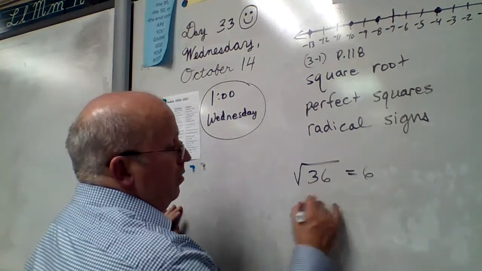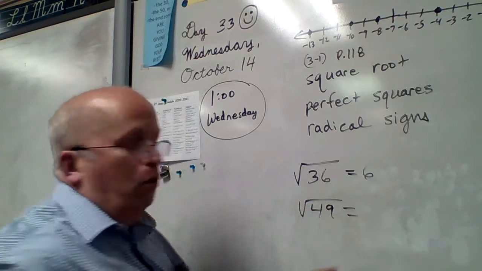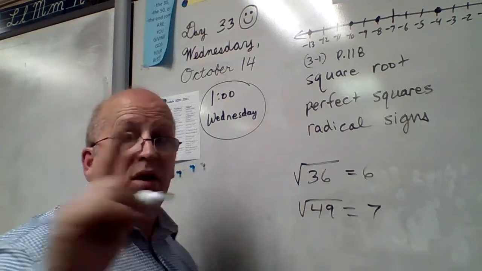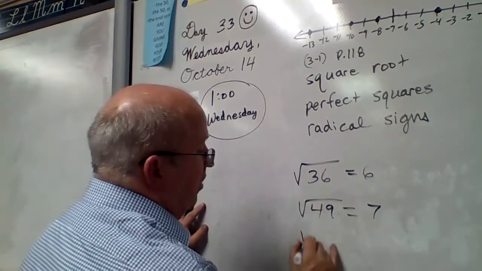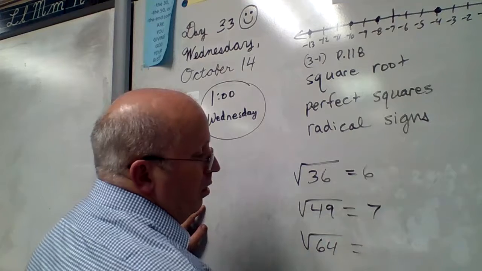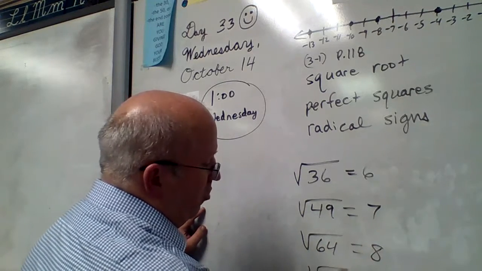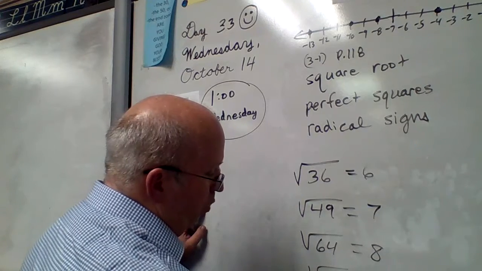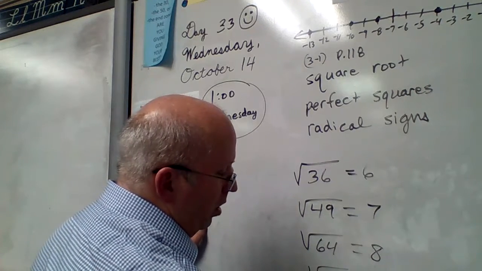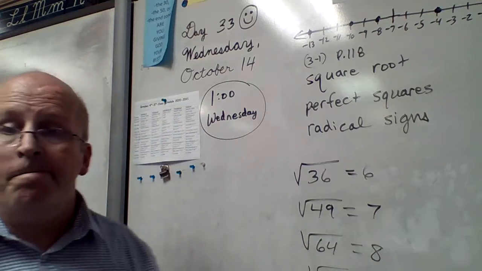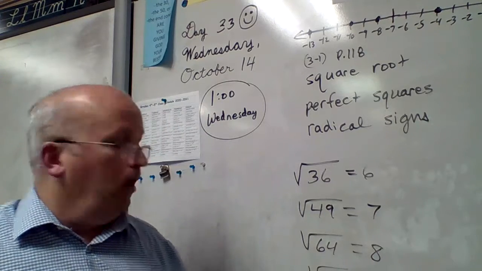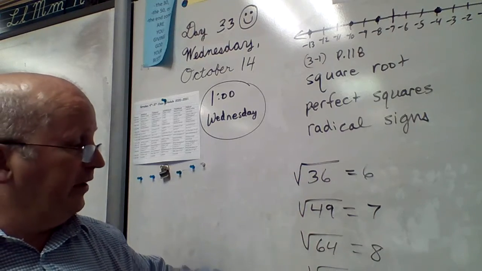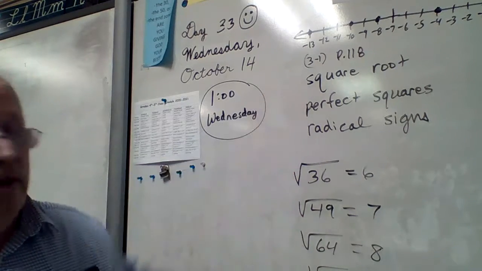What if I wrote the square root of 49? Hopefully you could say 7. 7 is the square root of 49 because 7 times 7 is 49. What if I said the square root of 64? That would be 8. What if I said the square root of 81? That would be 9. What if I said the square root of 100? That would be 10, wouldn't it? Yeah. So all of these are the square roots of all of these numbers right here. So hopefully that makes sense to you.